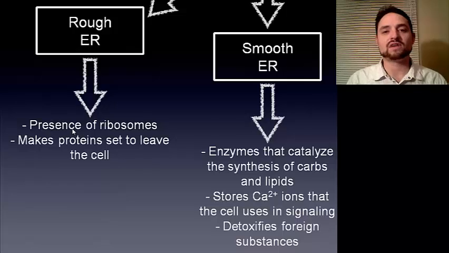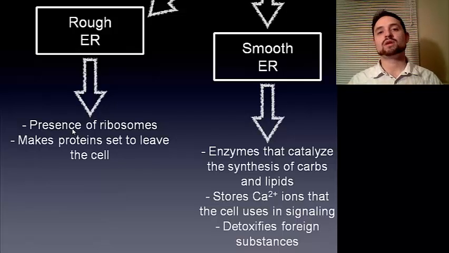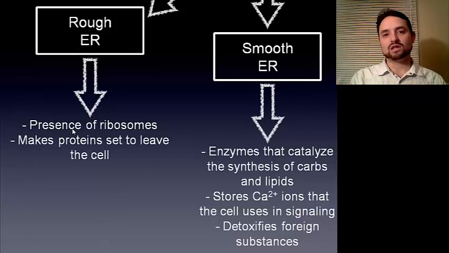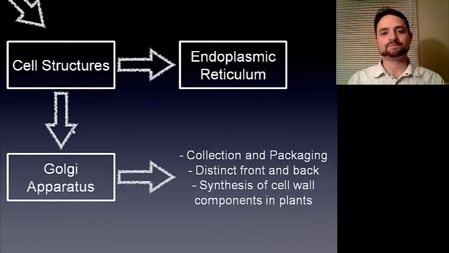And then they detoxify foreign substances. So as you eat things, or as your body is breaking stuff down, it may make something that could be harmful to it. The smooth ER is one of the systems that the cell will use to detoxify that. You see a lot of smooth ER in things like liver cells, for instance, and it helps detoxify alcohol. That's one of the places that it will actually function.